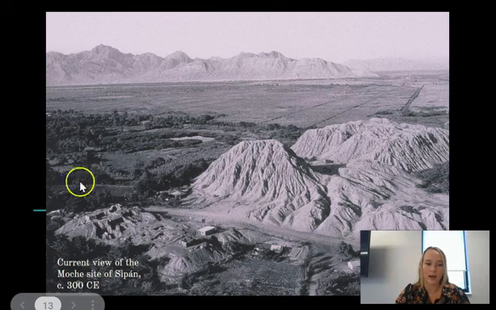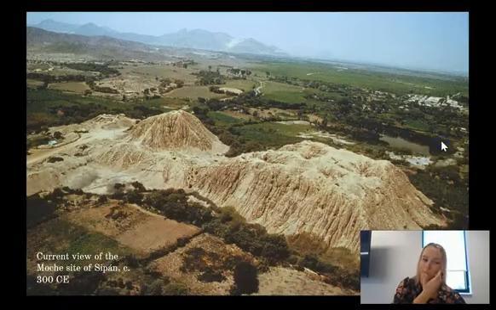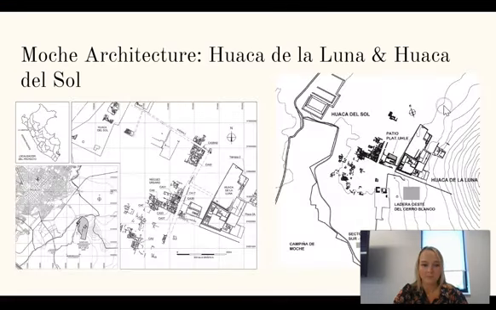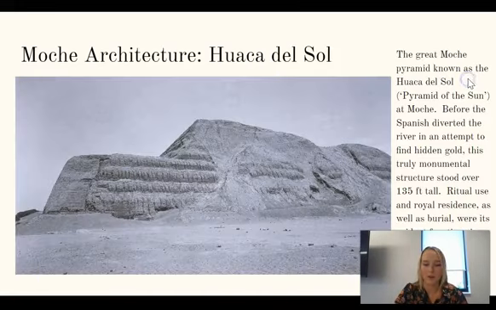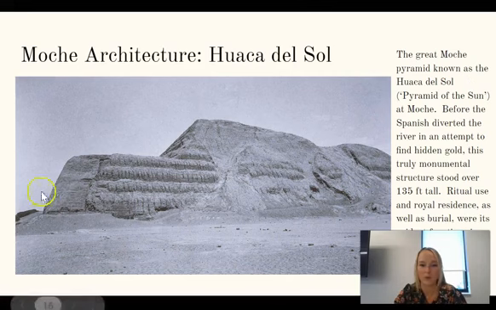The burials that we'll look at when we look at our elite burials are located in this burial platform to the lower left. And this is another current view of the Moche site of Sipan. We also have very impressive architecture at the great locations of Huaca de la Luna and Huaca del Sol. Again, a Huaca is just a sacred place or a sacred monument. And this is the great Moche pyramid known as the Huaca del Sol.